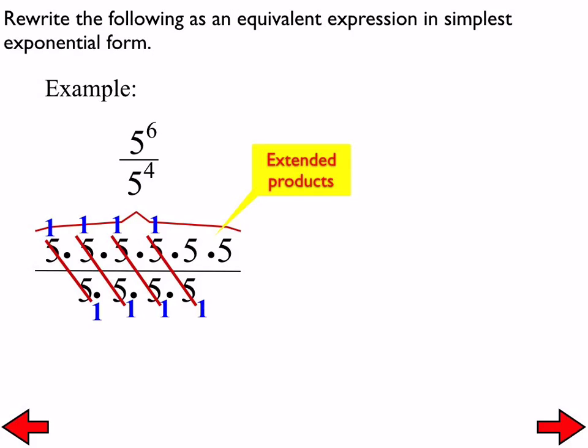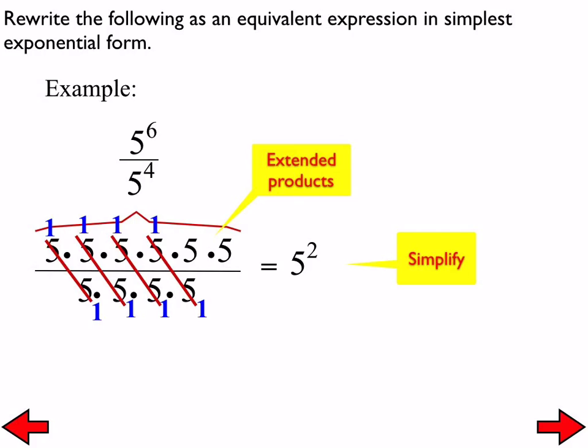So it should be fairly clear to you that that simplifies to, if we were to leave it in simplest exponential form, 5 to the 2nd power. If it asked us to evaluate it, then we would write our answer as 25. We just need to make sure we follow the directions. So we're going to leave that as 5 to the 2nd power.